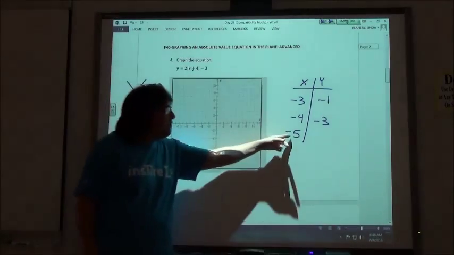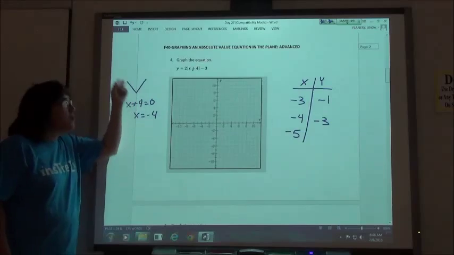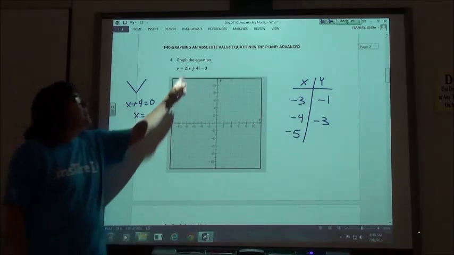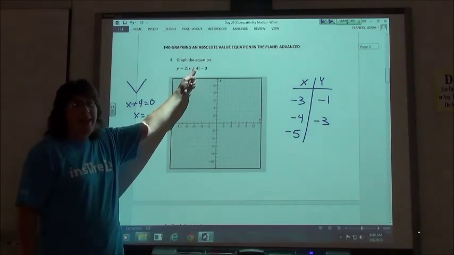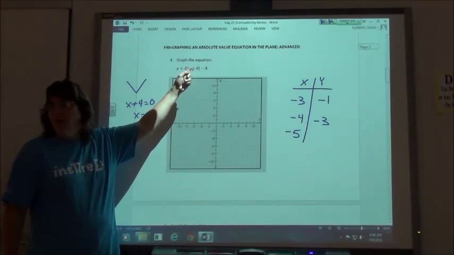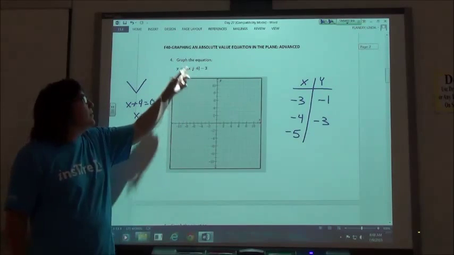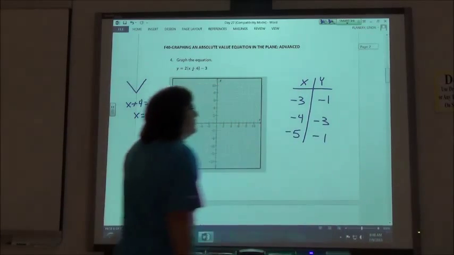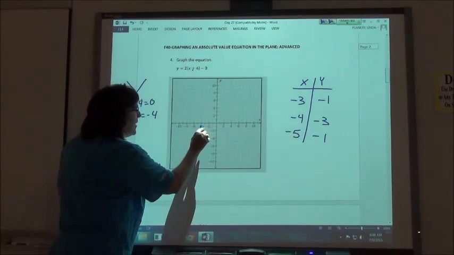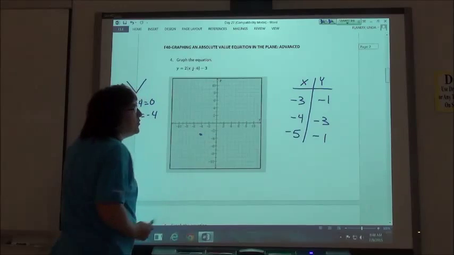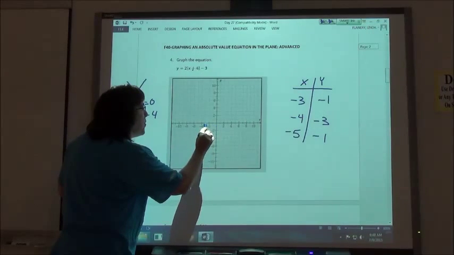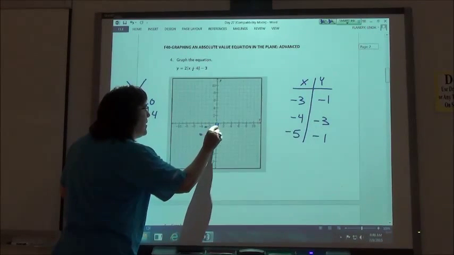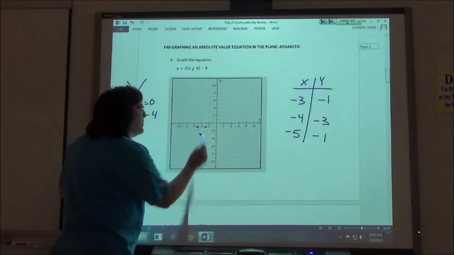Now when I do the negative 5, I should get the same answer in order for it to look like a V. Negative 5 plus 4 is negative 1, but the absolute value of negative 1 becomes positive 1. 1 times 2 is 2, and 2 minus 3, negative 1. So negative 4, negative 3 is where my vertex is. And I have a point at negative 3, negative 1, and negative 5, negative 1.